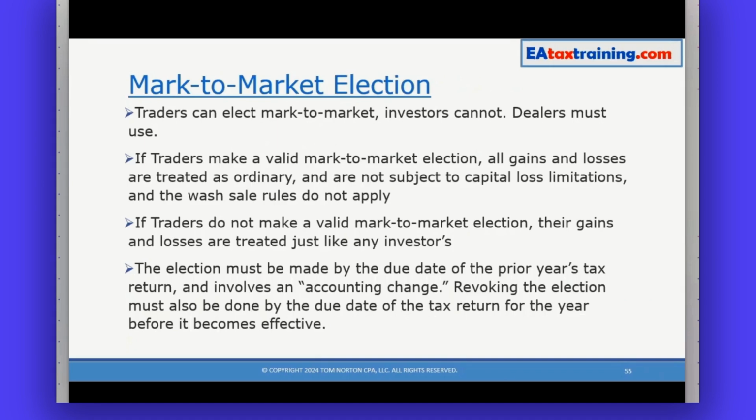So let's talk about the mark-to-market election. Traders get to elect. Dealers don't get to make this election. They must use mark to market.